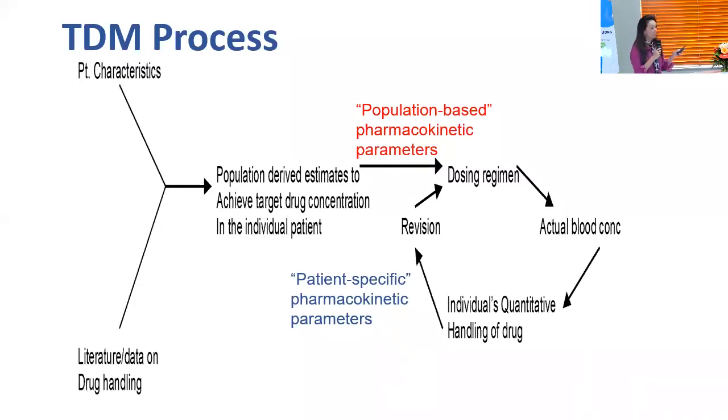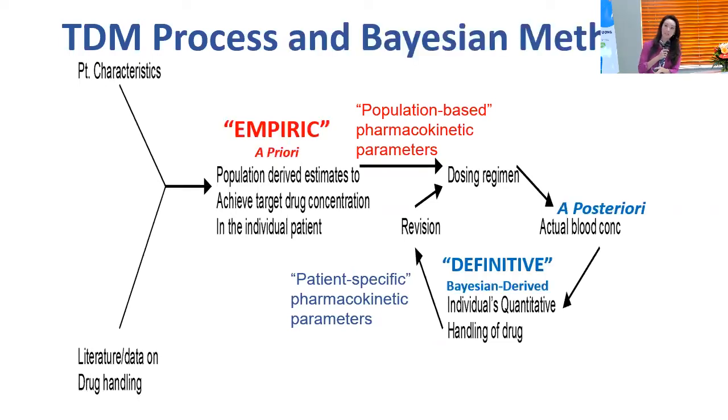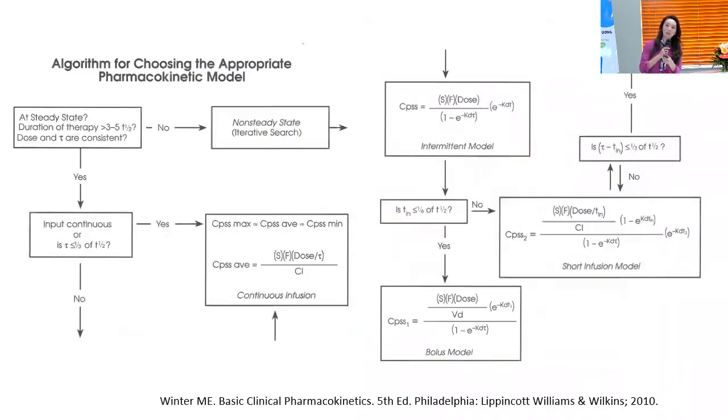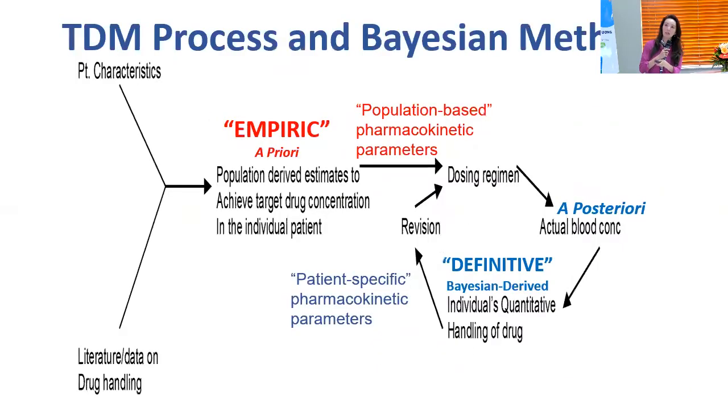And now traditionally, if we do that all by hand and on a calculator, it's considered non-Bayesian. Why? Because we're only using the actual patient's actual concentration. That's inferior. That means that's not as good as Bayesian. Because Bayesian, as I'm going to explain, I believe in the next slide. Oops, all right, let me go back.